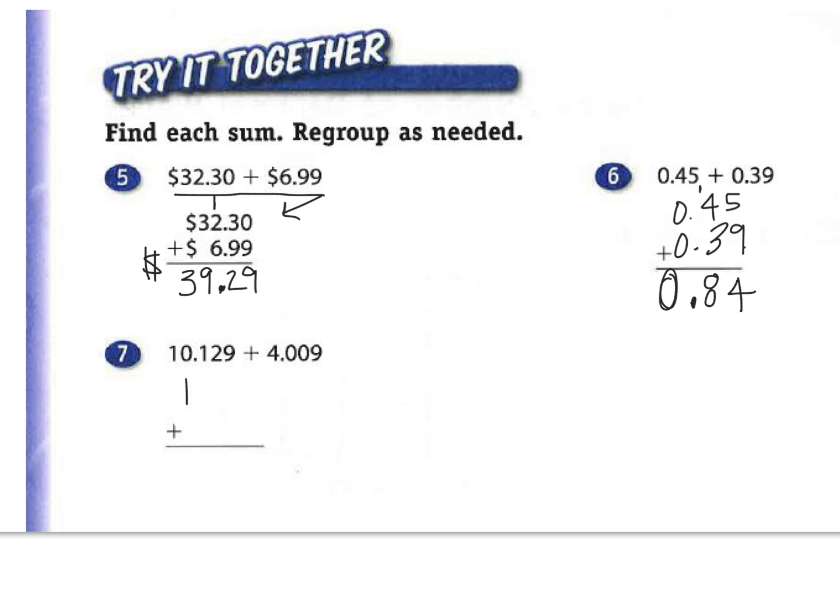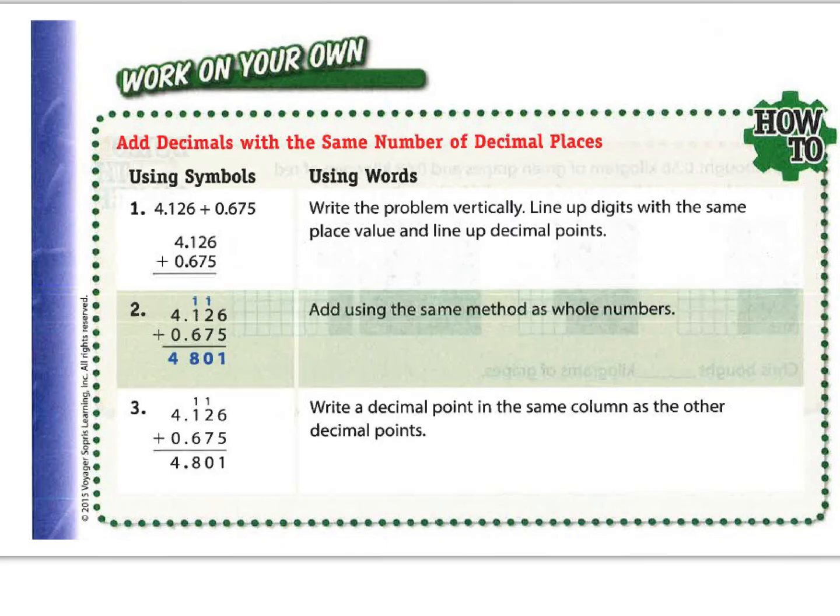All right, number 7, 10 and 129 thousandths plus 4 and 9 thousandths. So then now all the place values are lined up. 9 plus 9 is 18. 8, carry the 1. 1 plus 2 is 3, plus 0 is 3. 1 plus 0 is 1. Bring down that decimal point. 0 plus 4 is 4, and then 1.